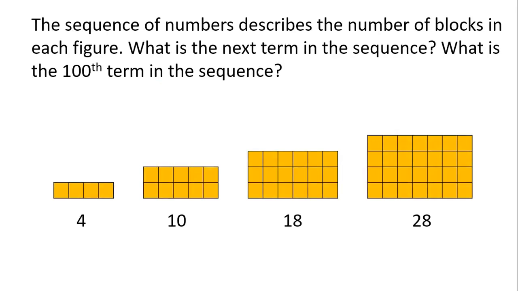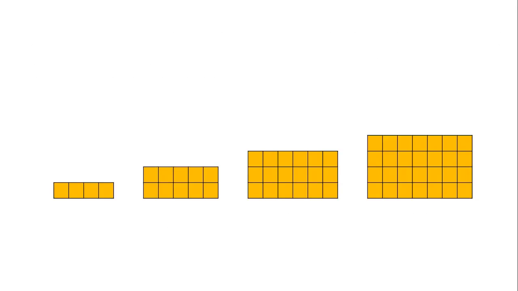Now suppose we have these shapes, and we have a sequence of numbers that are describing the number of blocks in each of the figures. We'd like to know what the next term in the sequence is, and we'd like to know what the 100th term in the sequence is. So let's start by thinking about the numbers that describe the number of blocks in each figure. We have 4 blocks in the first figure, and then 10 blocks, and then 18 in the third figure, and 28 in the fourth figure.